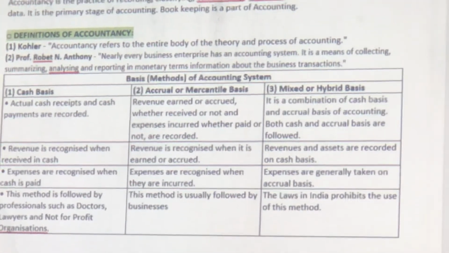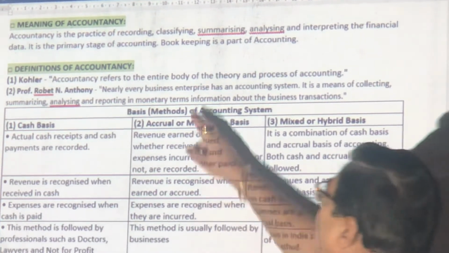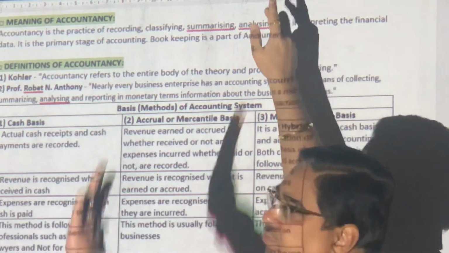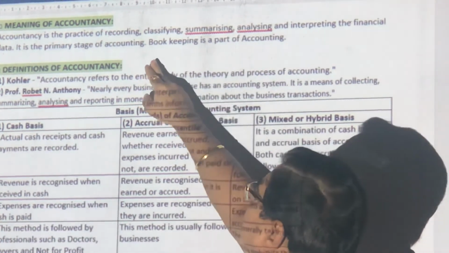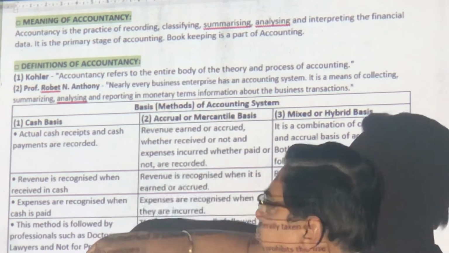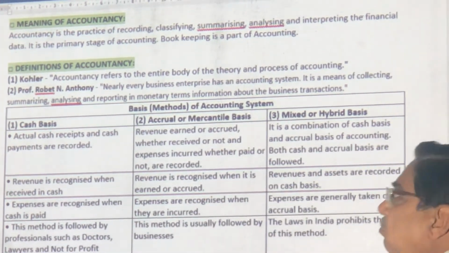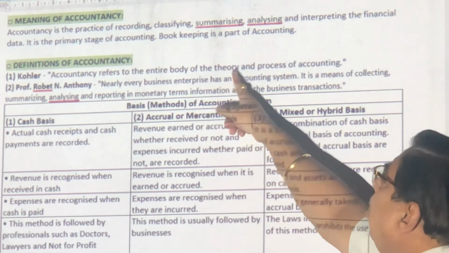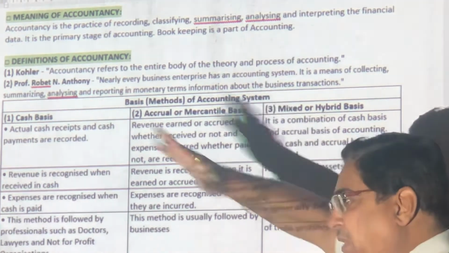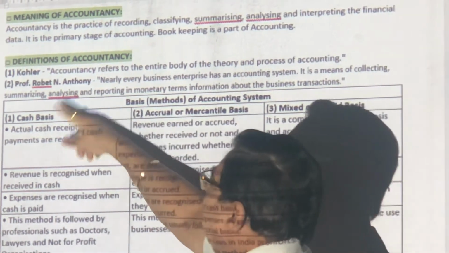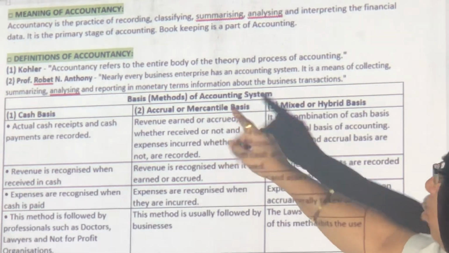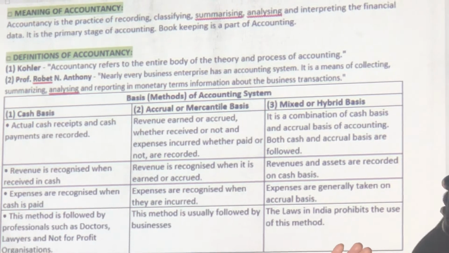Let's see accountancy. Accountancy is record, classify, summarize, analyze, interpret. 5 steps. Okay? It is after primary stage of bookkeeping. Definition: Kohler. These are bosses. It is entire body of theory and practicals. The process, all, complete. Here, Anthony says, we have to collect, summarize, analyze, report in rupees, in money terms, dollars.